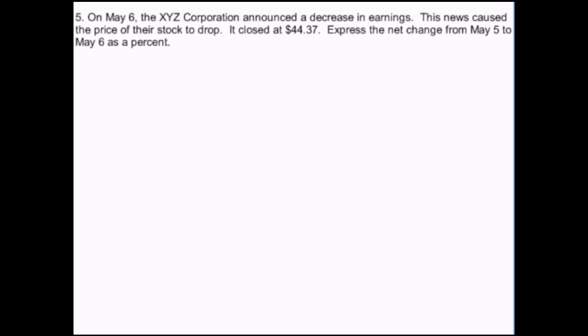So if you announce a decrease in earnings, people decide they don't want your stock anymore. And they start selling, and that causes the price to go down because it's no longer desirable. Does that make sense?